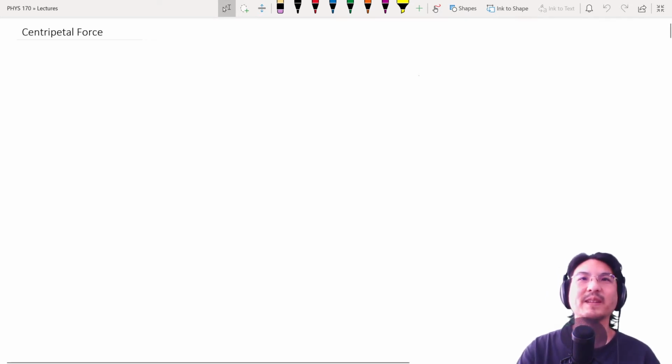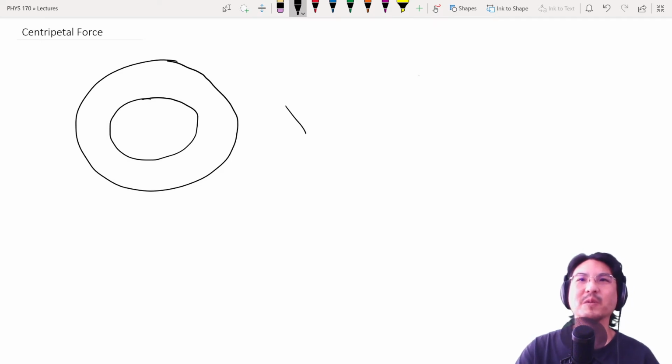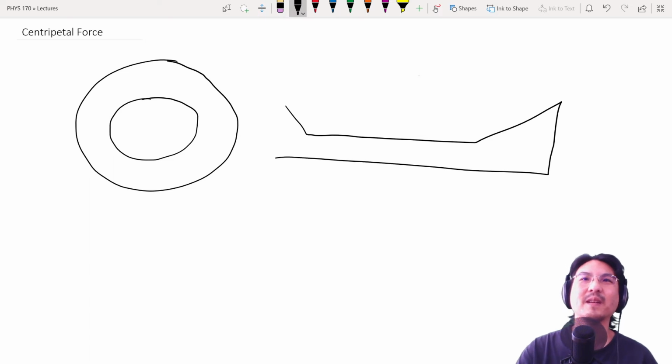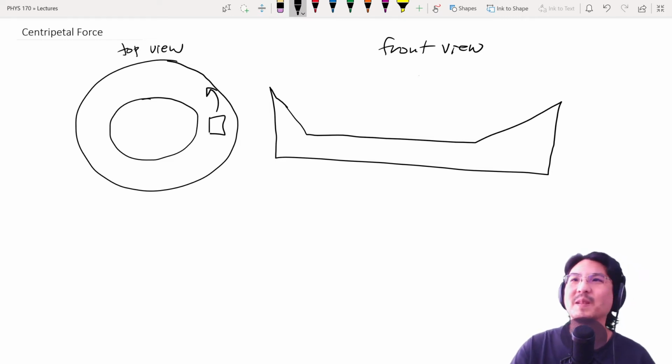So let's say there's a test track, and it's a banked road, like NASCAR, like a banked road like this. Let's say this is the top view. This is the front view. Let's say you have the car going around the track this way. So the car is here going into the page.